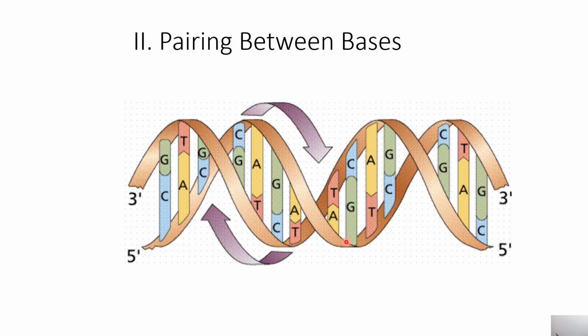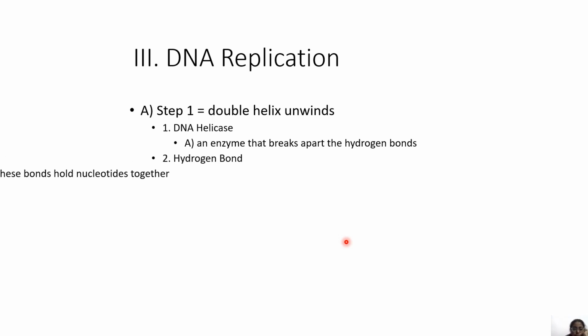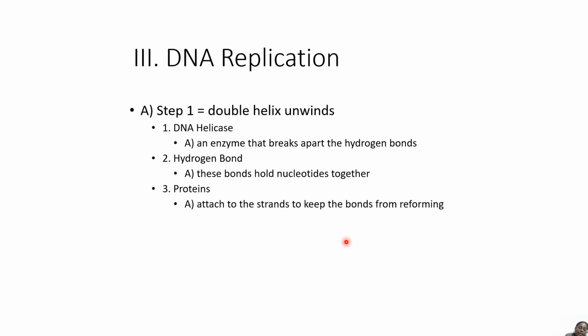This is a pairing between the bases. Now for DNA replication, step 1 means the double helix unwinds by DNA helicase. It's basically an enzyme that breaks apart the hydrogen bonds, right? These bonds hold the nucleotides together, and proteins are attached to the strands to keep the bonds from reforming. So SSBs, or single strand binding proteins, are a type of protein that attach to the strands to keep the bonds from reforming.